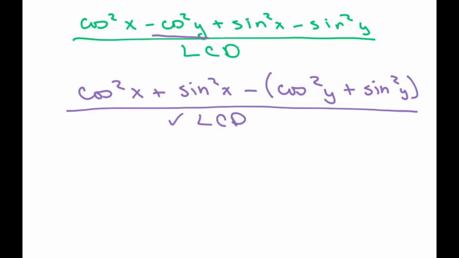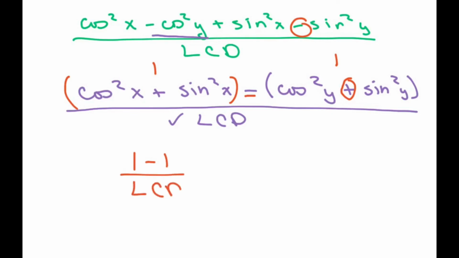Now we know that from our Pythagorean identities, this equals 1 and this equals 1. And don't forget, the reason I changed that to a positive is because of the negative times a positive will give you the negative. So we have 1 minus 1 over your least common denominator, which equals 0, which is what we wanted. So that is true.